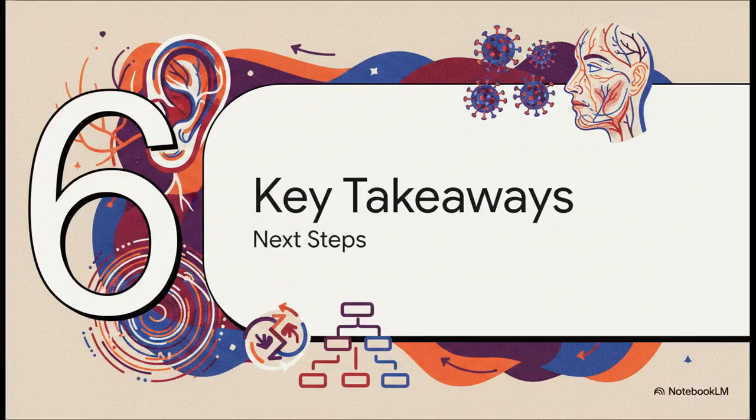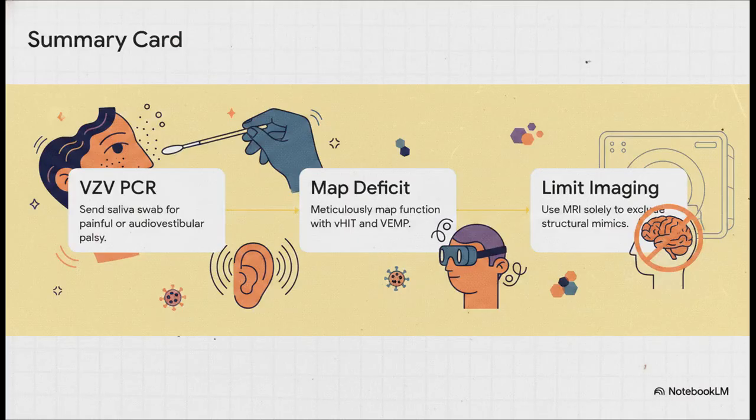And finally, Section 6. Key takeaways and our next steps. Okay, here is your summary card for standardizing your practice. Number 1, always send a saliva VZV PCR in any painful or audiovestibular facial palsy. Number 2, map the functional deficit meticulously with both vHIT and VEMP. And number 3, use imaging only to exclude mimics, not to diagnose the syndrome itself. If you just integrate these 3 core steps into your daily practice, you are going to confidently catch that tricky rashless presentation and get your patients the right care so much faster.